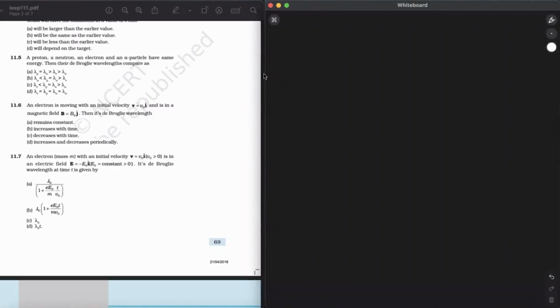Next up we have question number 6. An electron is moving with an initial velocity v equals v naught i cap, and is in a magnetic field B equals B naught j cap.